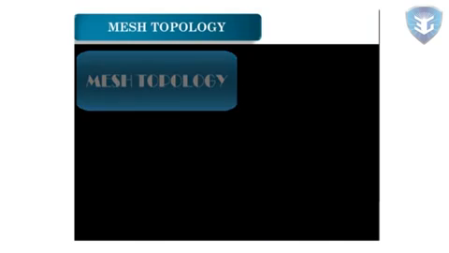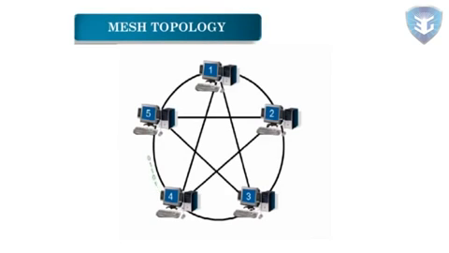Mesh topology. A network setup where each computer and network device is interconnected with one another, allowing for most transmissions to be distributed even if one of the connections goes down. This topology is not commonly used for most computer networks as it is difficult and expensive to have redundant connection to every computer.